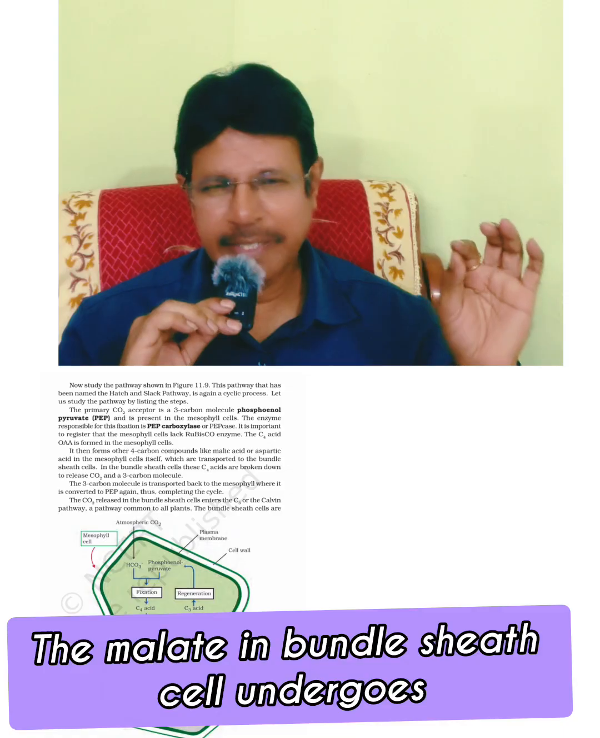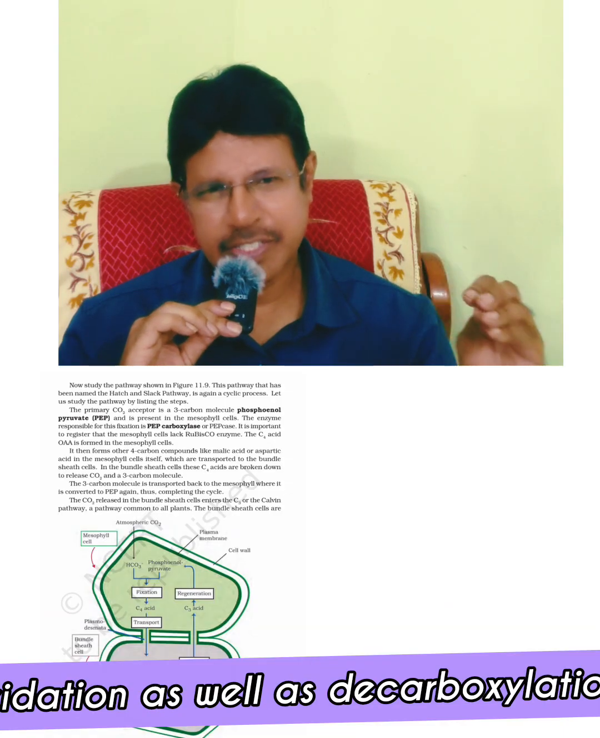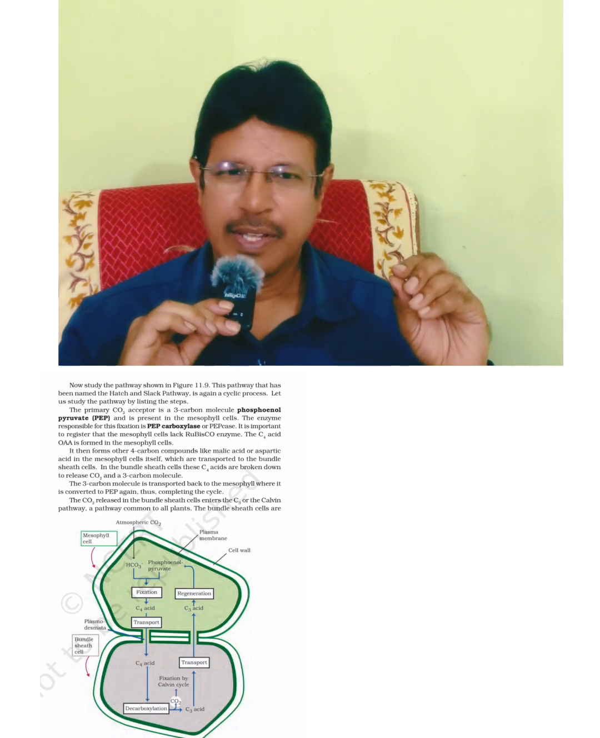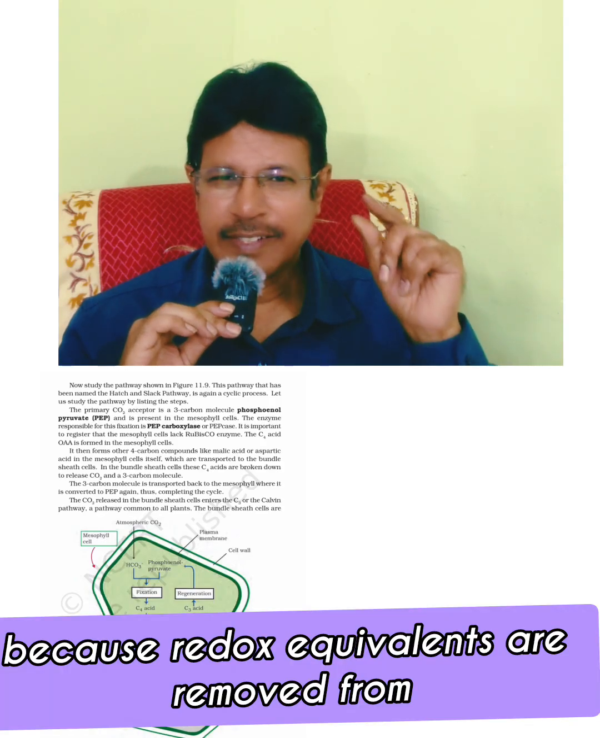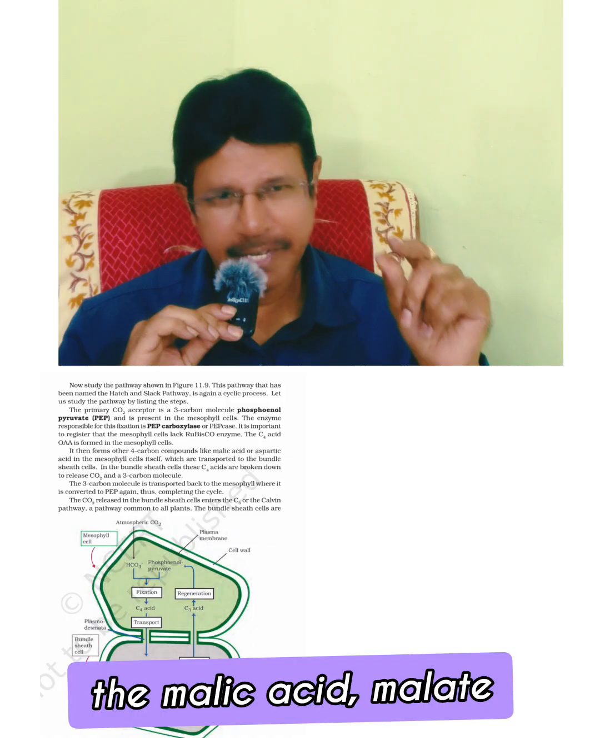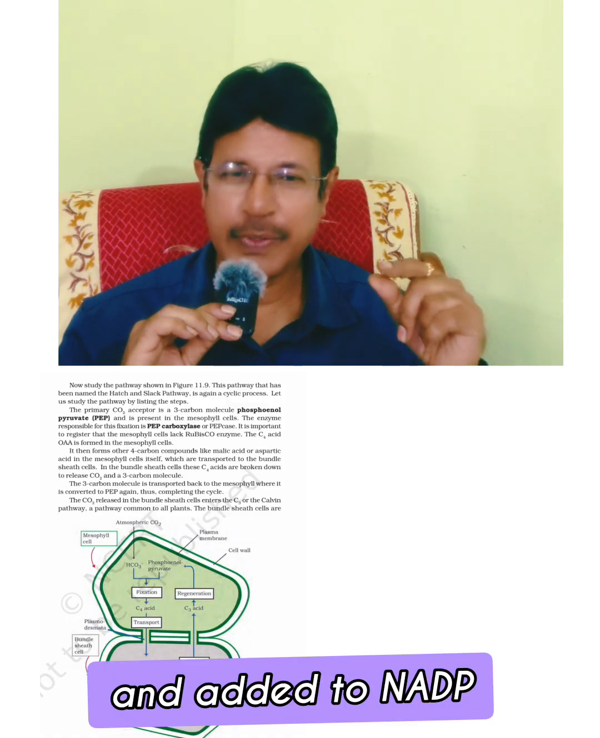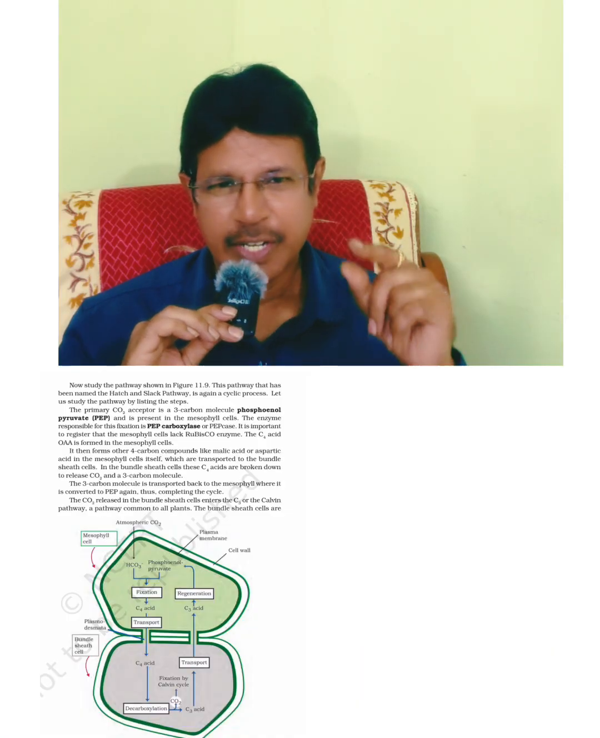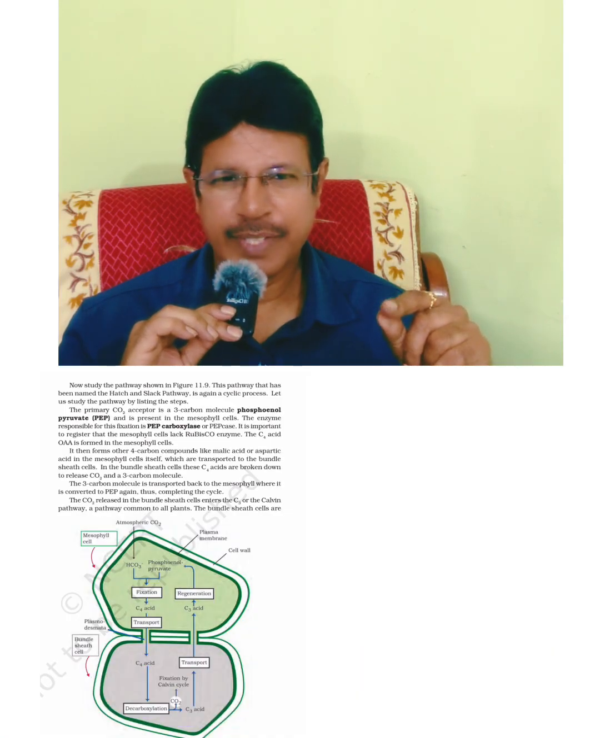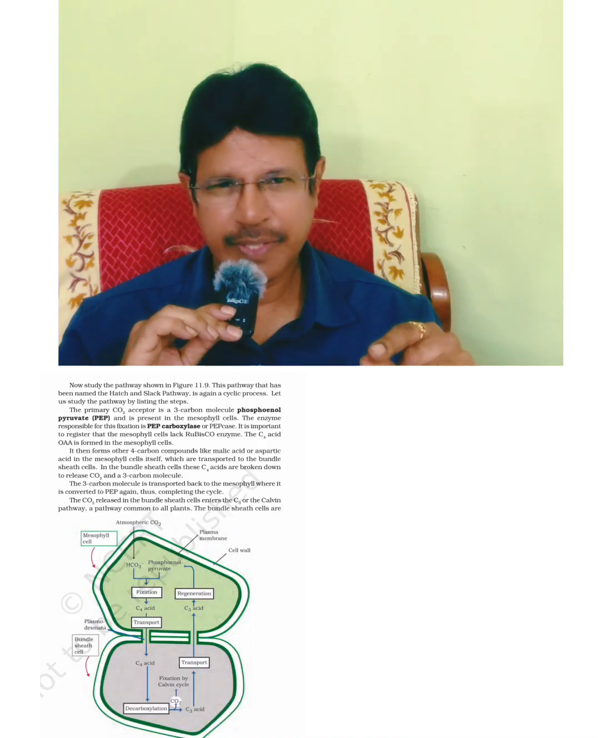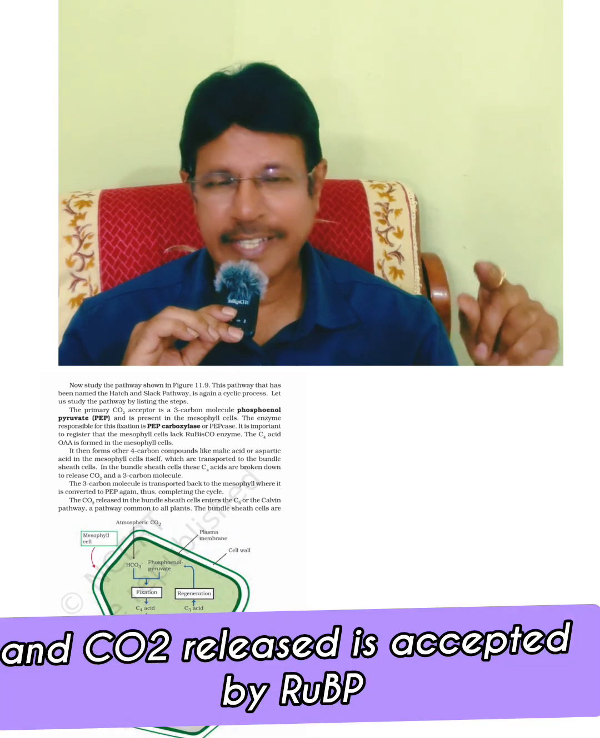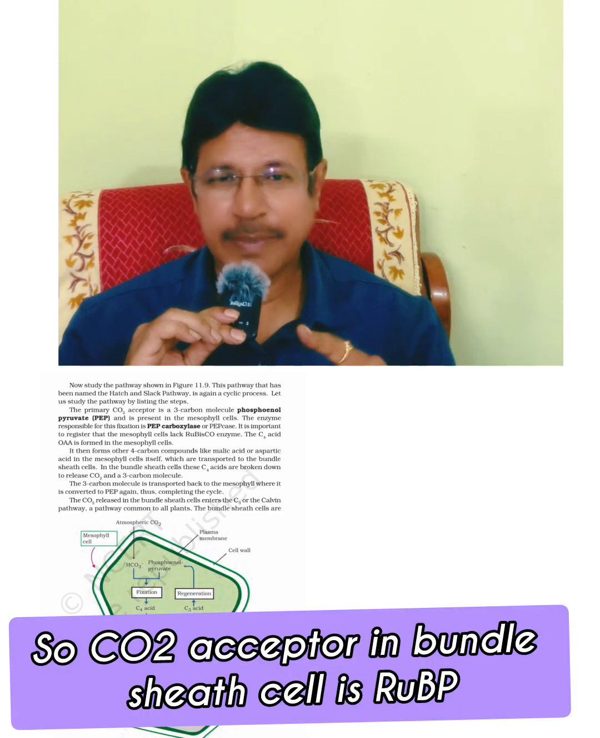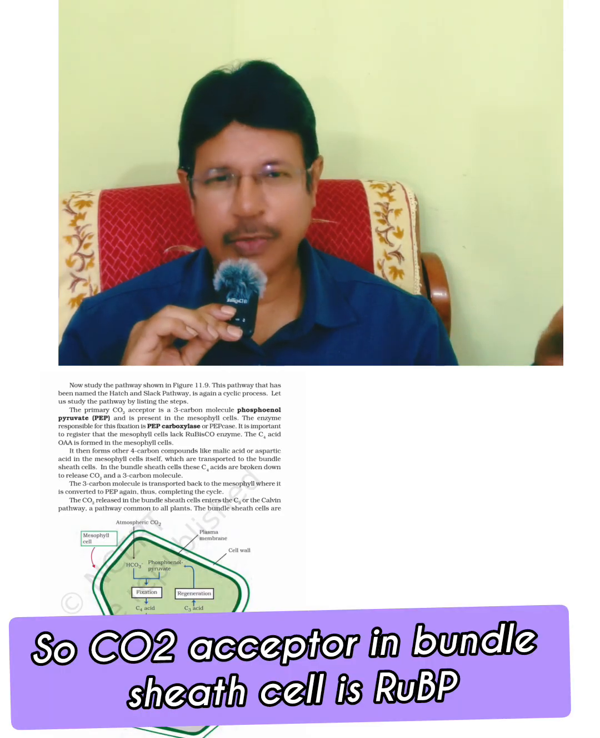The malate in the bundle sheath cell undergoes oxidation as well as decarboxylation, because redox equivalents are removed from the malic acid, malate, and added to NADP. NADP is again reduced to NADPH. Due to decarboxylation, pyruvic acid is formed and the CO2 released is accepted by RuBP. So the CO2 acceptor in the bundle sheath cell is RuBP.